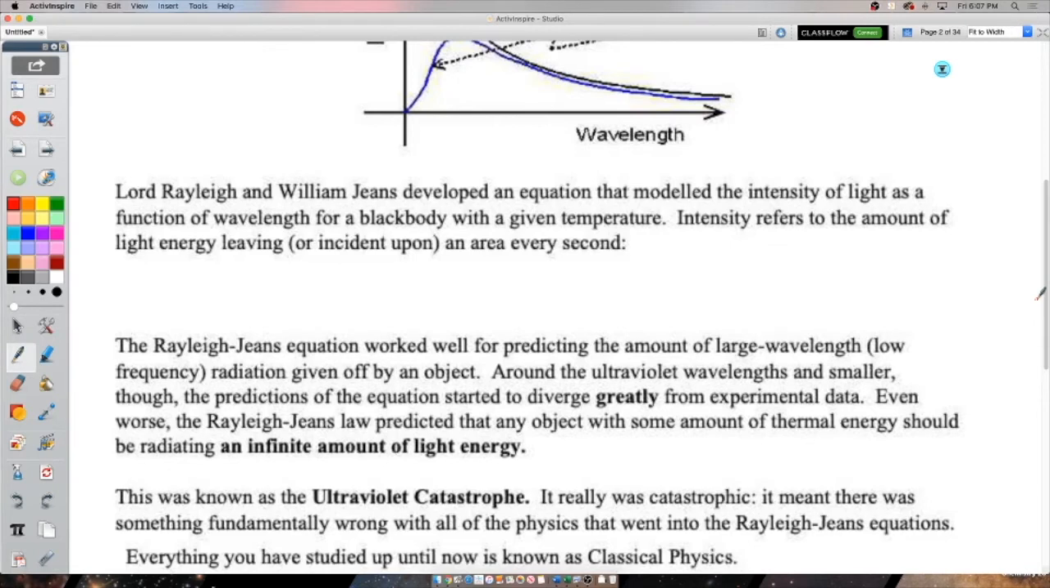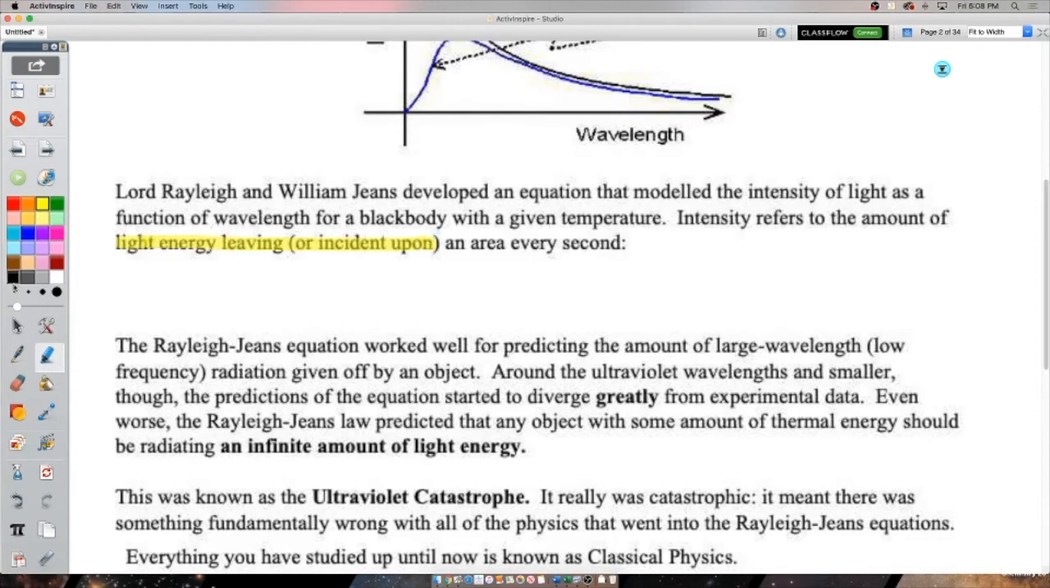They had Maxwell's theories in there. They were using Young's double slit. All of the culmination of the hundreds of years of classical physics went into this equation. And they were trying to see the intensity of light as a function of wavelength. Intensity, what does that word mean? Intensity refers to the amount of light energy leaving or incident upon an area every second.